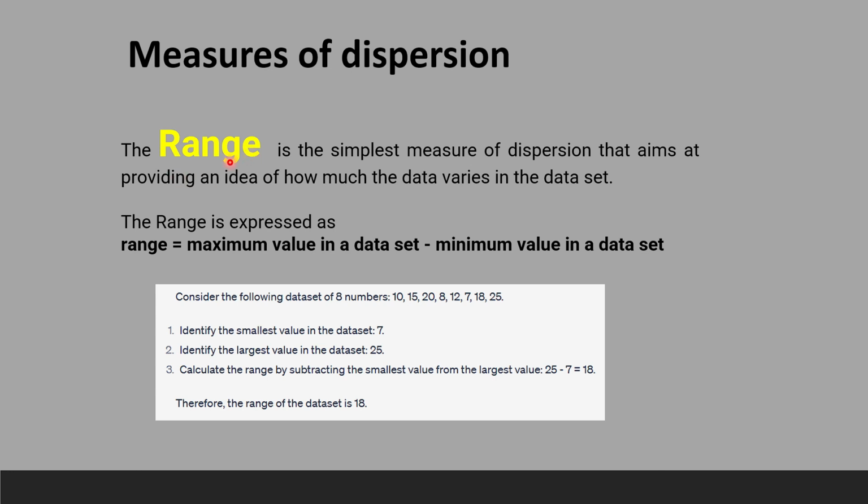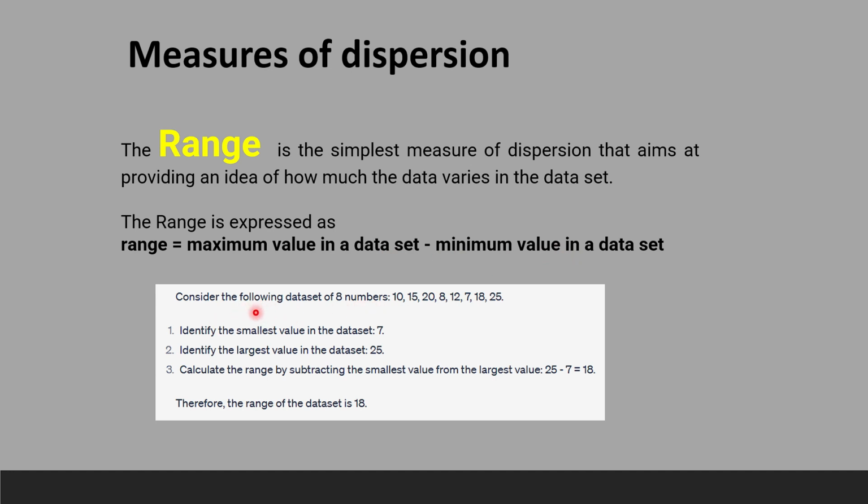Okay, so what is range here? Basically range decides the overall range of the data set, from minimum value to maximum value, how many samples of data there are. In this case the range is the simplest measure of dispersion that aims at providing an idea of how much the data varies in the data set. The range is expressed as the maximum value in the data set minus the minimum value.